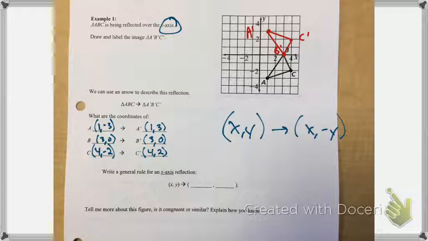Yeah. So, our image, well, we already wrote the rule. XY becomes X negative Y in this case. Do we think it's congruent or similar? Congruent, yes, it's the same exact size and shape.